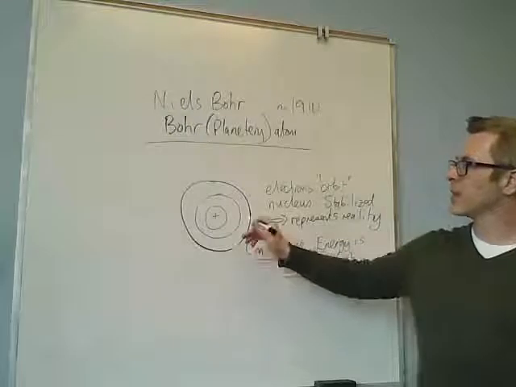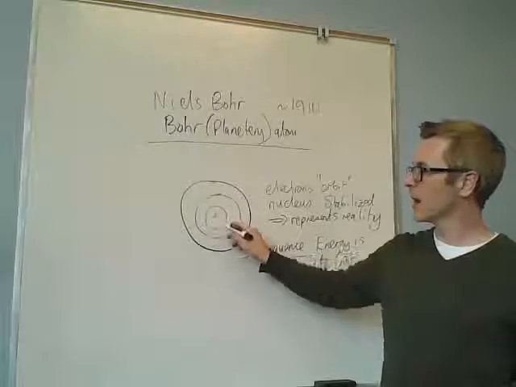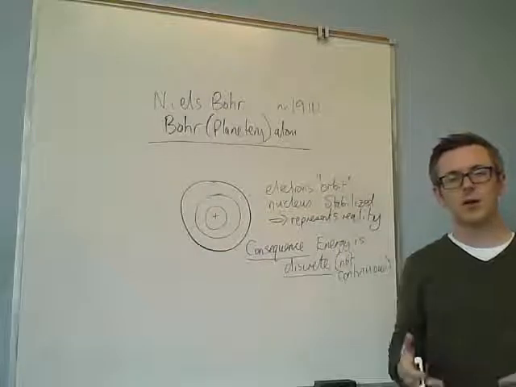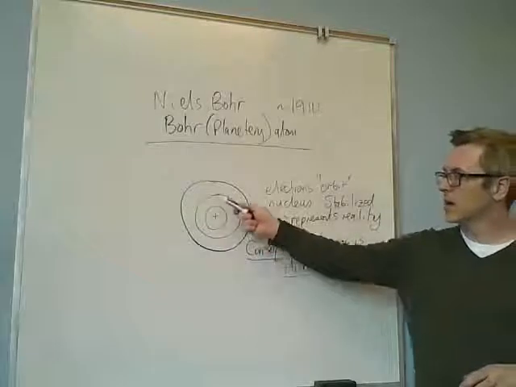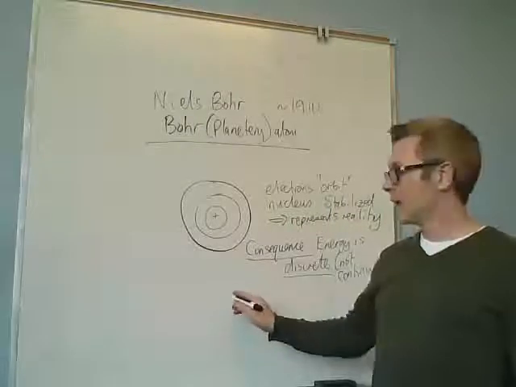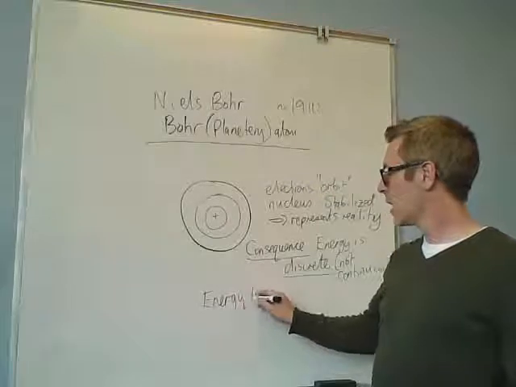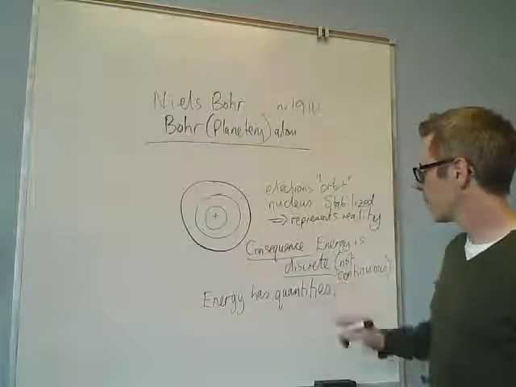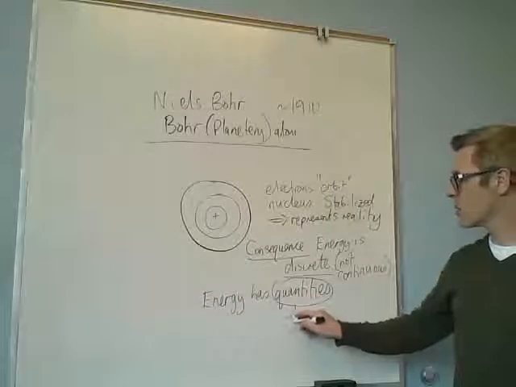These orbits meant that the electron can be anywhere on that orbit, but it can't be in between. The fact that there were energy levels that were not allowed, and only discrete energy levels that were allowed, is this idea of discrete energy. Another way of looking at this is that energy has quantities. And this idea of quantities of energy is where quantum mechanics came from.